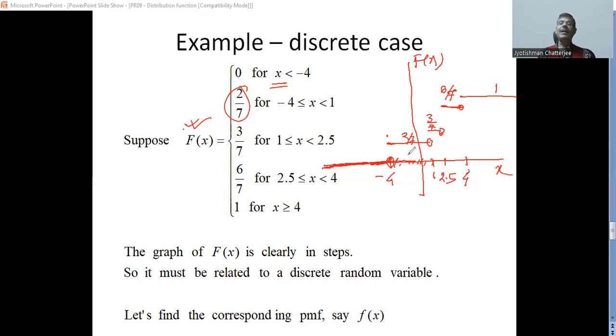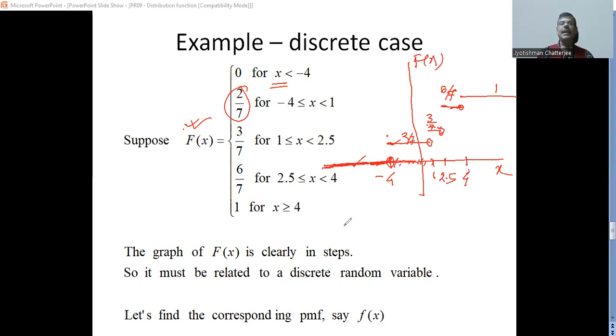Now look at the form of the graph. Doesn't it look like steps? This is one step, this is another step, and so on. 1, 2, 3, 4, 5 steps are there. So this is a discrete case. The underlying random variable must be a discrete random variable.